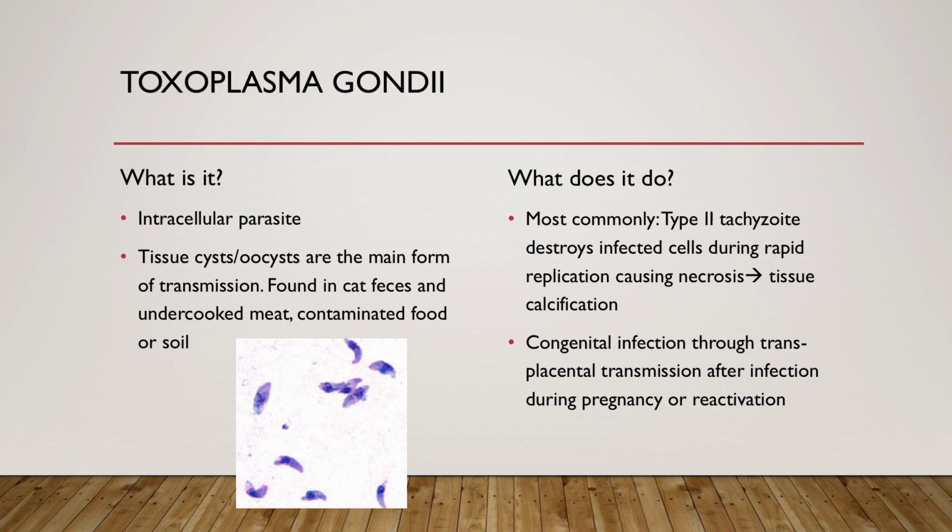The image below are tachyzoites. The tachyzoites can replicate rapidly in infected cells, causing necrosis. Necrosis will eventually lead to tissue calcification. Congenital infection through transplacental transmission can happen after infection during pregnancy or reactivation of dormant toxoplasmosis in pregnancy.